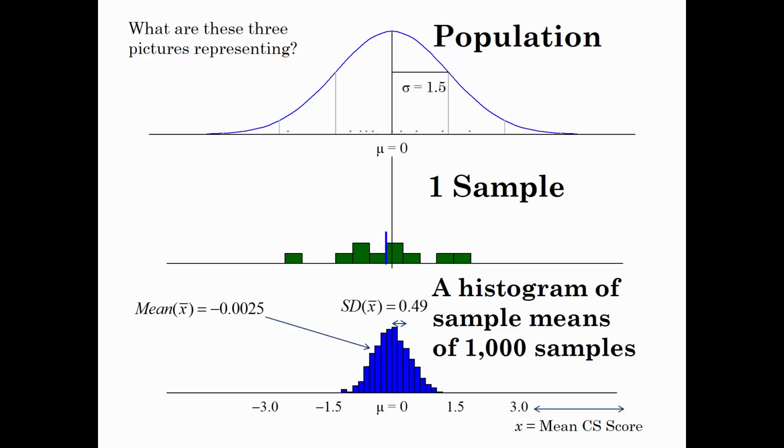If I were to do this for 1,000,000 different experiments on 10 subjects, then this would be really smooth. It would look like what we have at the top, only it wouldn't have the same measure of variability. It wouldn't be quite as fat, if you will. But a couple of things to notice about this sampling distribution of 1,000 different experiments. The average of this distribution, the average of the averages, is basically zero. It's negative 0.0025, which is essentially zero.